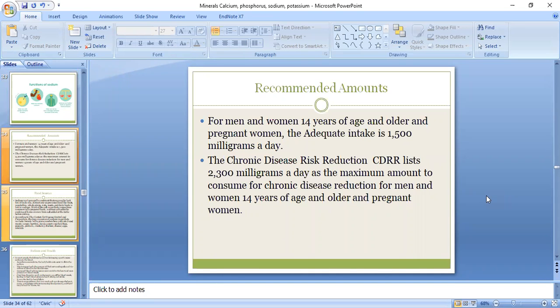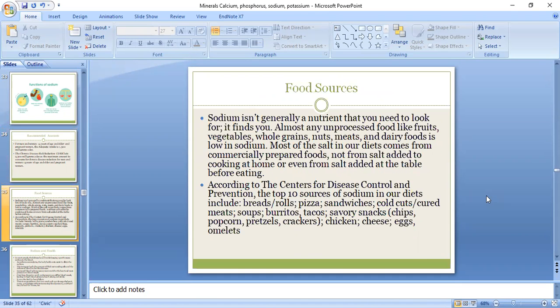Now the recommended amounts. For men and women 14 years of age and older and pregnant women, the adequate intake is 1500 milligrams daily. And for chronic disease risk reduction, the maximum amount to consume is 2300 milligrams a day for men and women older than 14 years and also for pregnant women. Now the sources of the sodium.